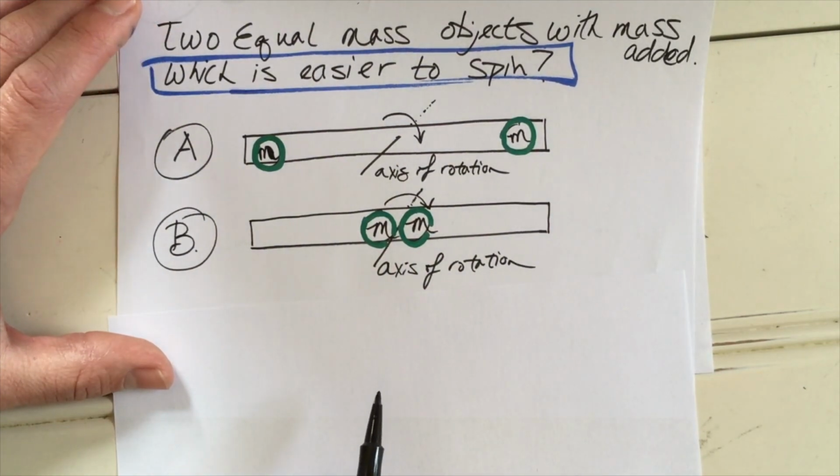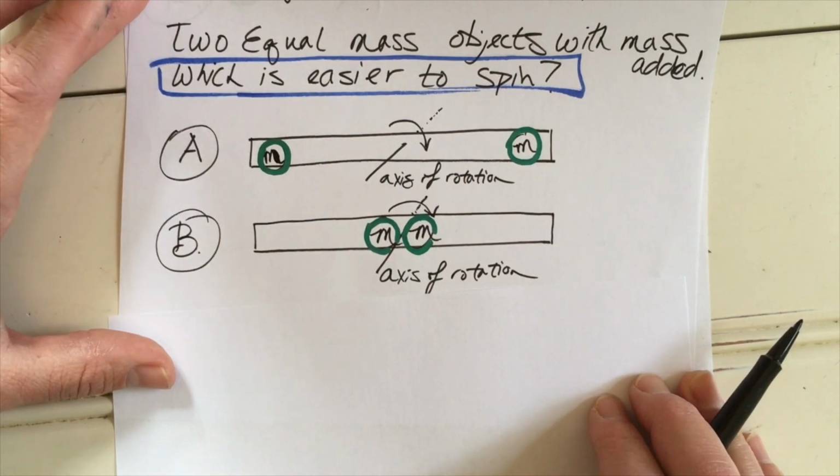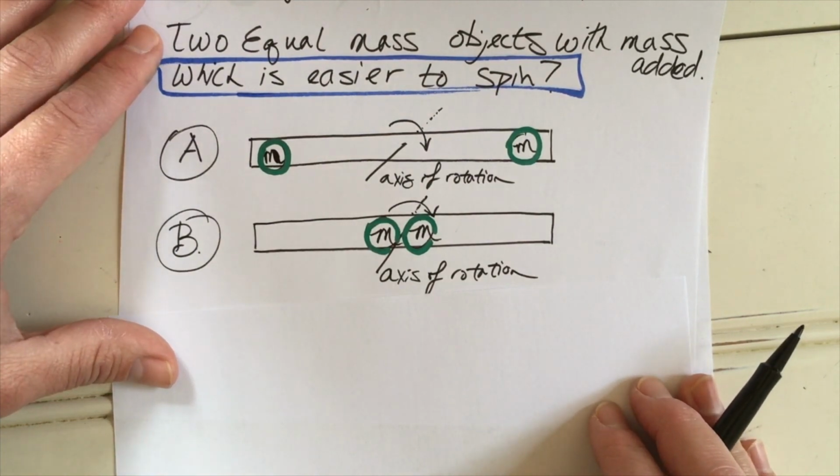So go ahead and take a guess there. Which one feels easier to spin, is easier to have an angular acceleration? A or B? All right, let's move on to the final one.